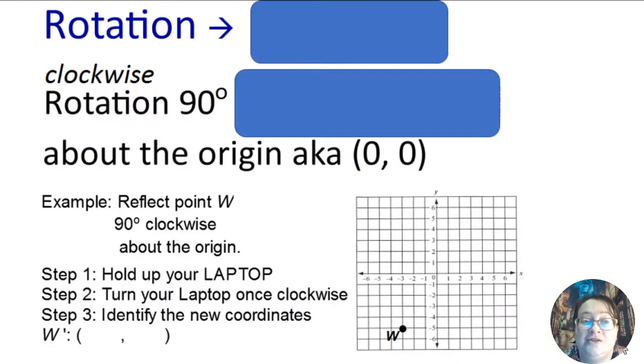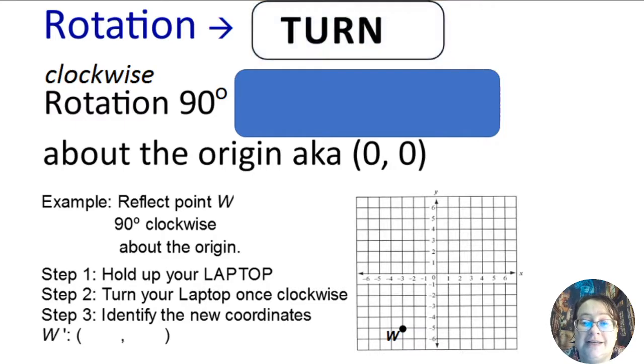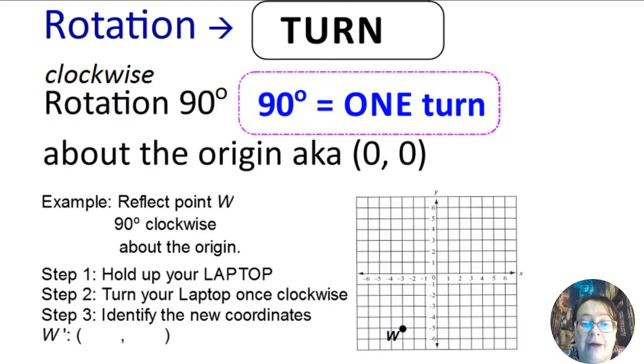The next transformation we'll talk about is a rotation. A rotation is a turn. So a clockwise rotation, 90 degrees, would be one turn about the origin. For an example, rotate point W 90 degrees clockwise about the origin. So we can actually hold up our laptop, turn your laptop once clockwise, and identify the new coordinates. If this is a little tough, feel free to take your phone, snap a picture of the graph, and then turn your phone to be able to see that picture turned.